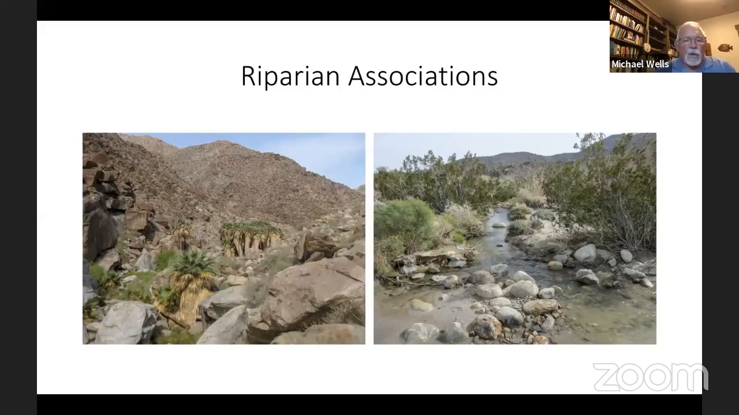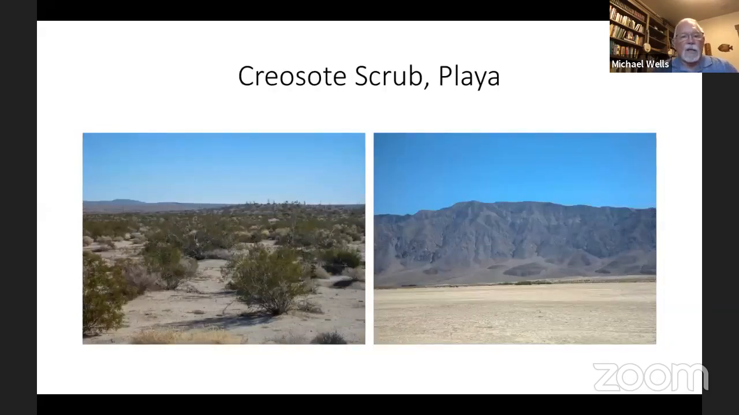And some of the riparian associations, this is the first palm grove at Borrego Palm Canyon on the left, and this is Coyote Creek. So even in the desert, we do have wet spots and the vegetation that takes advantage of those. And then Creosote Scrub, which is probably the largest vegetation type in the Colorado Desert, of which Anza Borrego is a part. It's the Colorado River Desert. And then also we have playas, which have not a whole lot of vegetation, but vegetation that's adapted to those particular conditions, like iodine weed.